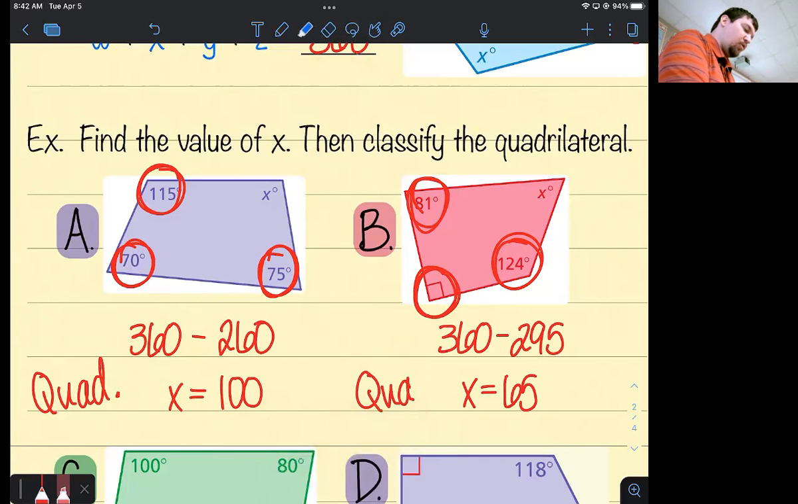That's the difference between quadrilaterals and triangles. Every triangle can be classified. It's either right, obtuse, or acute. Sorry, I couldn't think of that word. It's either right, obtuse, or acute, or it's scalene, isosceles, or equilateral. Every triangle can be classified. But not every quadrilateral can be classified.